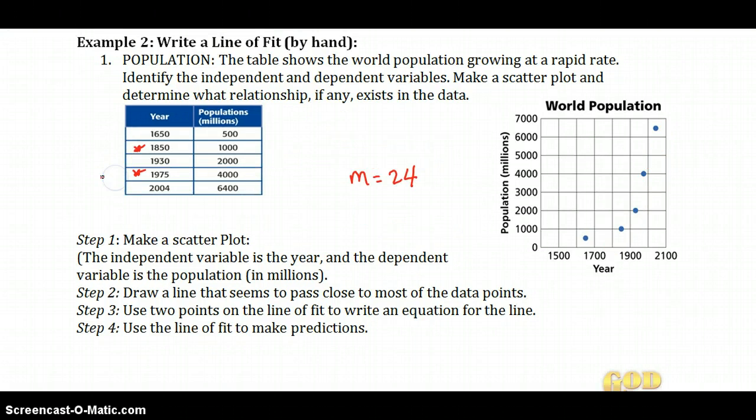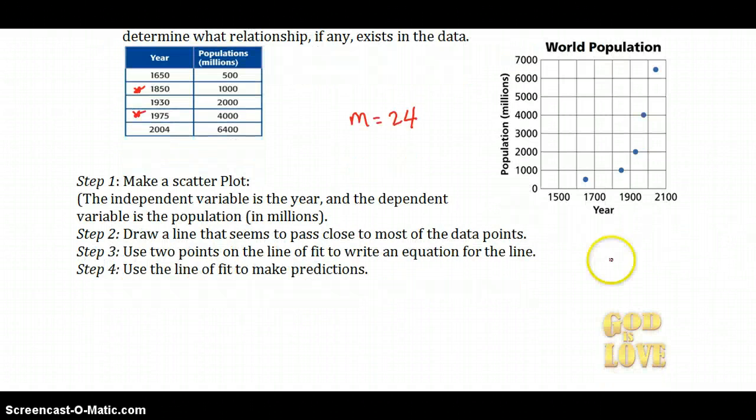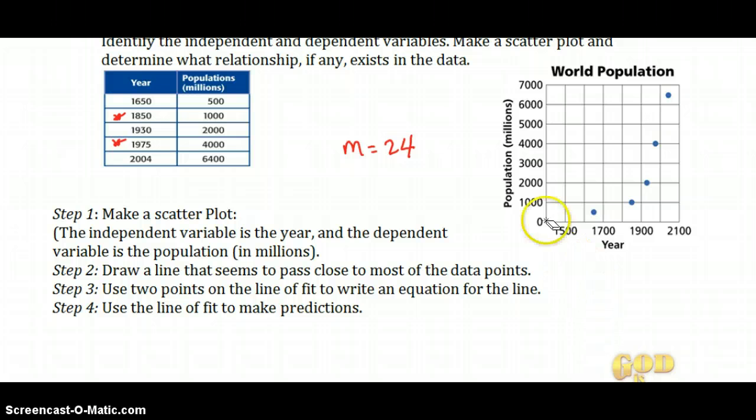So using the point 1975 and 4,000. As you can see, my screen is not letting me finish this problem. I'm going to use the slope, pick a point. I picked 1975 and 4,000. You guys know how to make the equation of a line. And we'll talk more about using that to make a prediction when my computer is working.